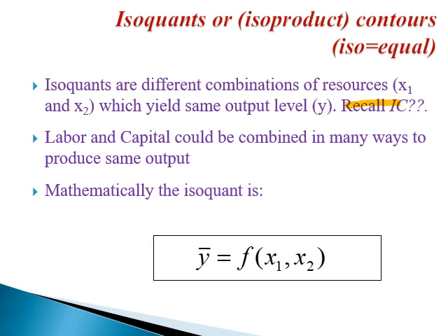And it says here, if we are going to talk about x1 and x2 as the two major inputs used in any production process, labor and capital could be combined in so many ways to produce the same level of output. Mathematically, the isoquant will look like that. Y bar, why do we call it Y bar? We call it Y bar to indicate that we are using x1 and x2, the two variable inputs, to produce the same level of output, meaning a constant level of output, because along the isoquant you obtain the same level of output using different combinations of x1 and x2. And that's why the isoquant equation looks like that.